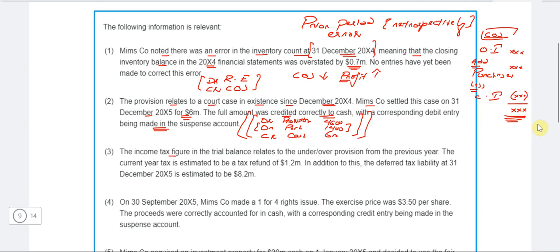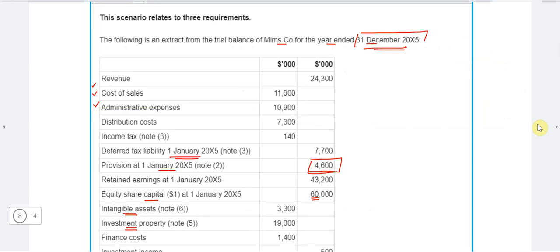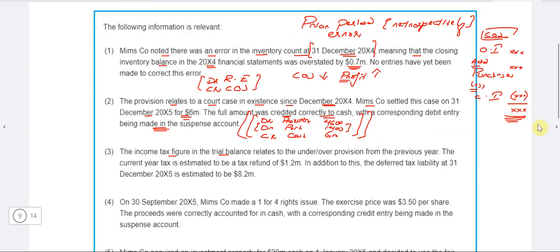The income tax figure in the trial balance relates to the under and over provision. Let's go and see where's the income tax. Okay, income tax is on the debit side, which represents under provision. And we know the under provision increases the current year tax charge. The current year tax is estimated to be a tax refund. So it is going to be a negative figure because it's the income, 1.2 million refund. Usually the tax expense is deducted, but if it is about refunds, we add them.